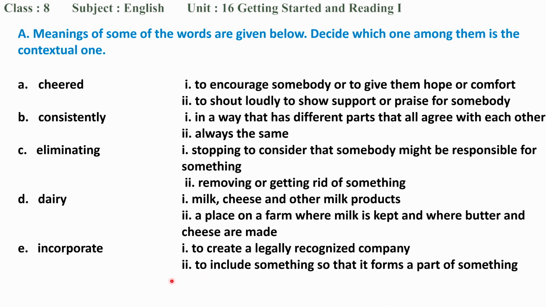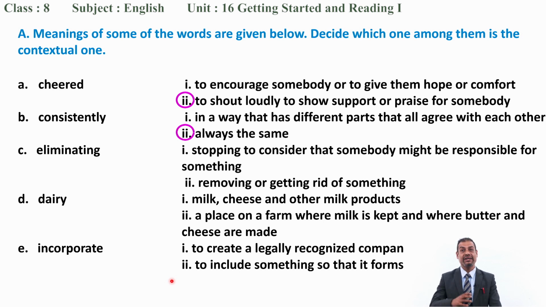So now, which one is the correct one? I hope you might have done it during the reading because you have already got the meanings of these words. So can you tell me now which one is the right one? Contextual one for cheered. Is it 1 or 2? Okay. The next one, consistently. Which one? You can see the meaning again. Oh yes, always the same, invariably, okay, not changing.